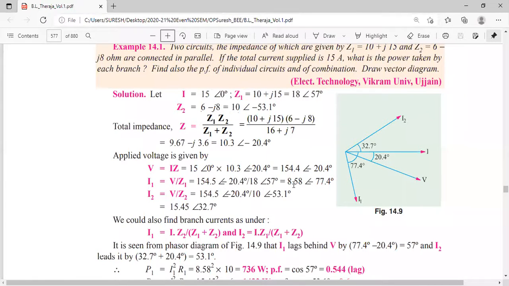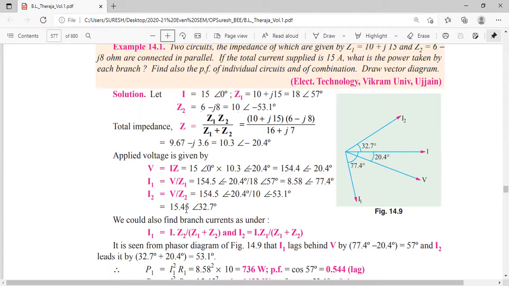What is I1? 8.82 at an angle minus 76.7. See, here some difference is coming: 8.82, because while calculating and considering the decimal values, we got the difference. They got 8.58 at an angle of minus this one. And I2, they have got 15.45.